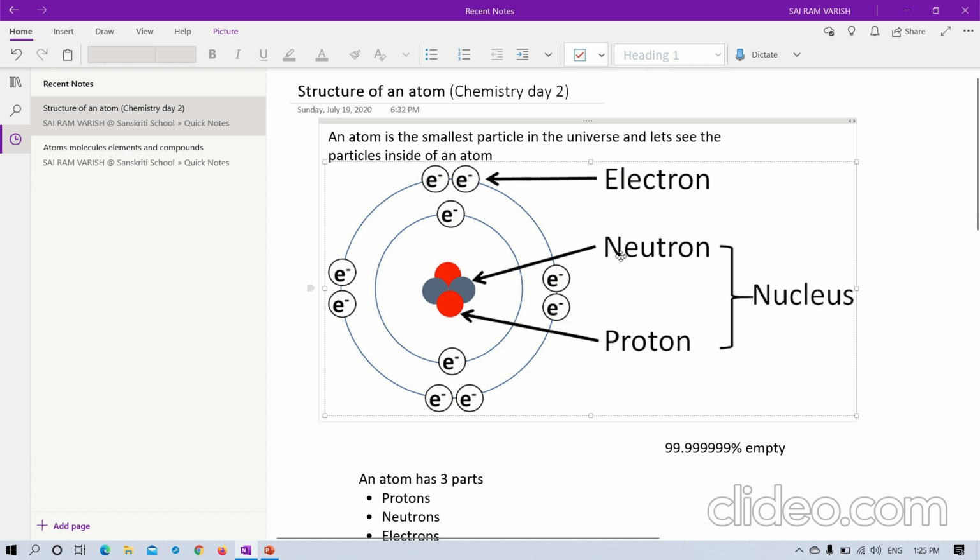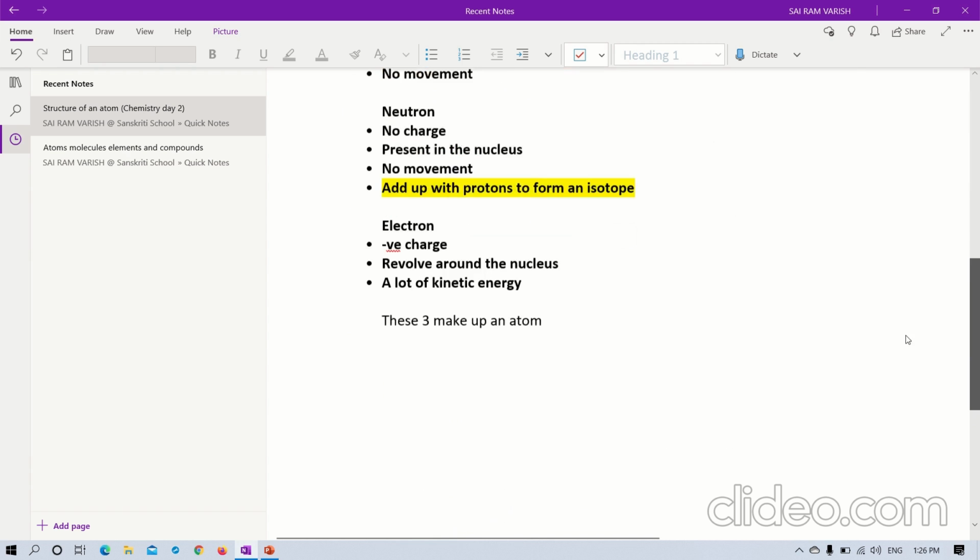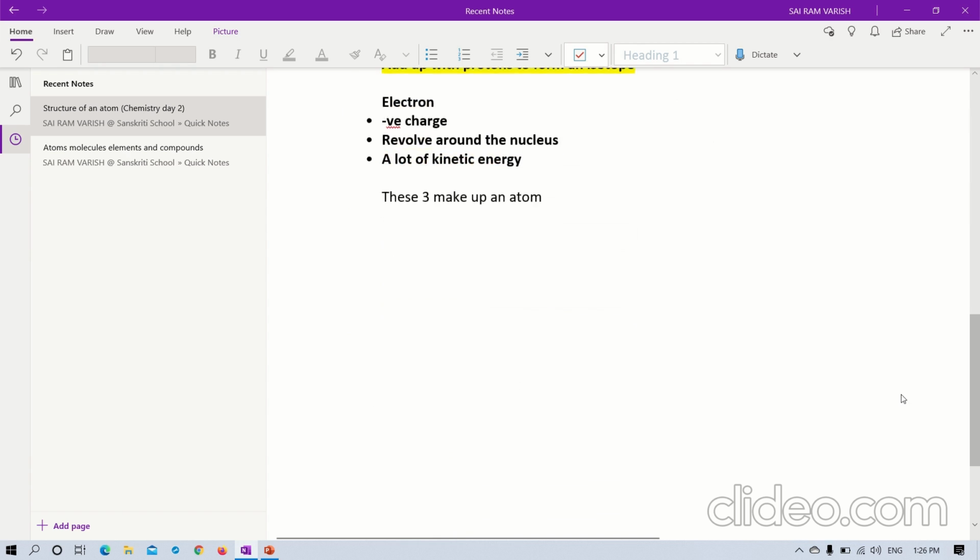But for now, we need to remember that neutrons, which are no charged particles, can vary in number, unlike the protons. So when they vary in number, if we add the protons and neutrons, we can get different forms of this element. So neutrons add up with protons to form an isotope.